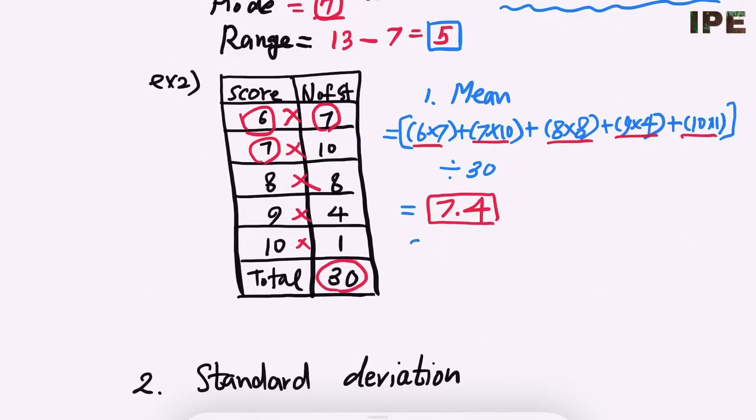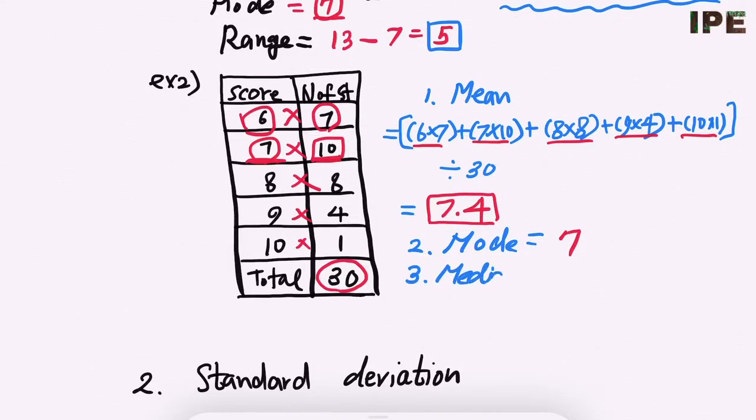Number 2, in this kind of situation, what is the mode? Mode is easy. What is the most frequent number? So which score has the largest frequency? 7 has a frequency of 10. So 7 is the mode.